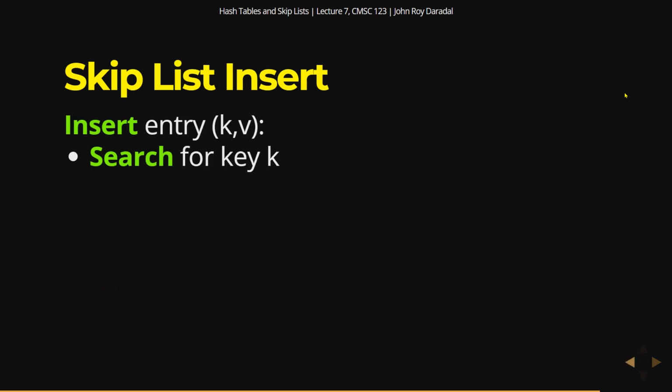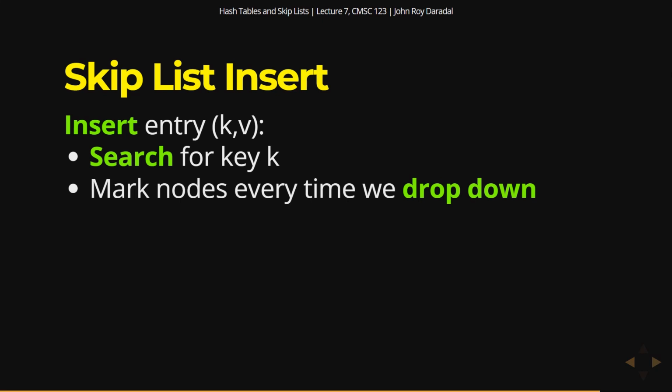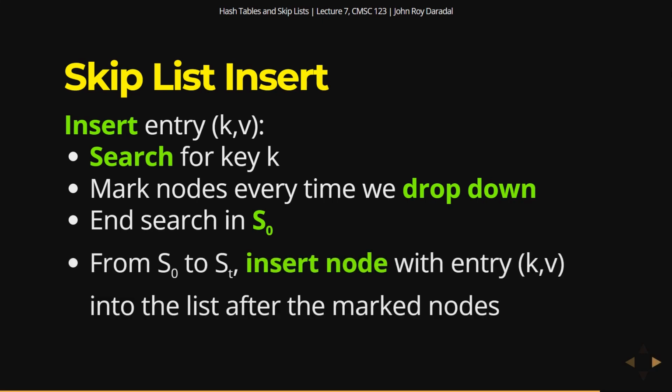Now that you have prepped the lists, you need to search for the key K, just like what we've been doing in the search procedure, and then mark nodes every time we drop down, just like what we did in the example. Then we'll end the search in the bottommost list at S sub 0, and then from S0 to ST, which is the height of the tower, we'll insert the node with entry KV into the list after the marked nodes. That's why we mark the nodes every time we drop down, because we will insert the nodes after those marked nodes. Okay, so that is the insert procedure.